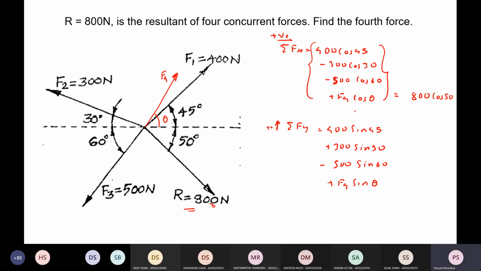This will be the 800 cos 50. It is in the right hand side, so it is aligned, so this is taken as positive. Okay, and for summation Fy, we have taken upwards as positive, so the resultant is in the downward direction. So this is 800 sin 50, that is equal to minus 800. So find out the value of F4 cos theta and F4 sin theta.